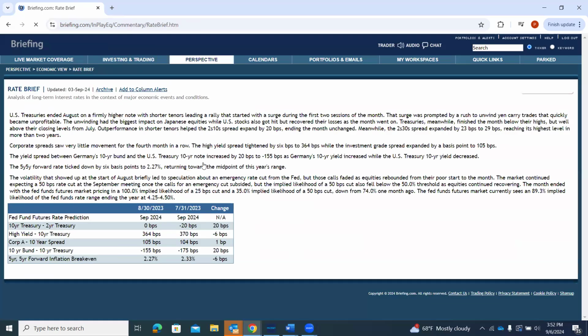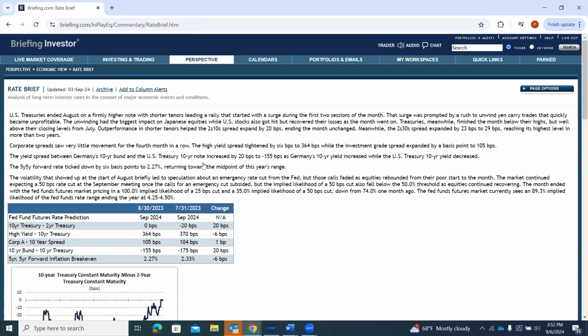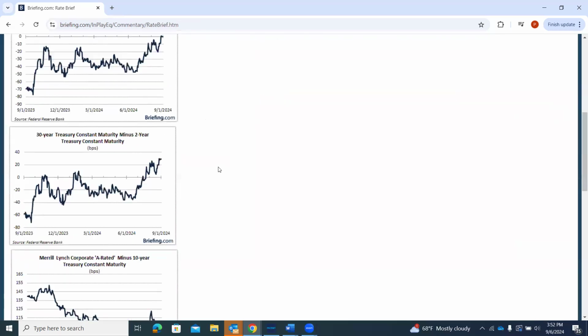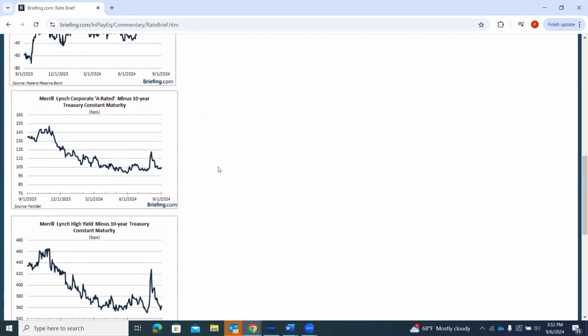Closing out the columns under the Perspective menu tab is the Rate Brief page. This page is updated weekly with commentary, charts, and a table covering the behavior of rate predictions by the Fed funds futures market and key interest rate spreads.